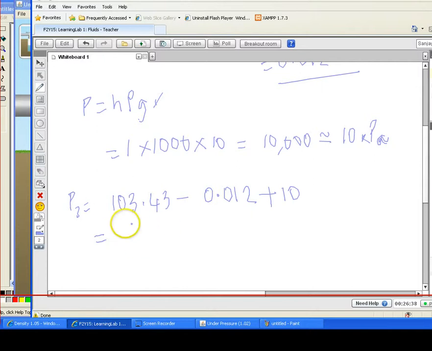How can it be, Alicia? 103.43 minus 0.012 plus 10, right? That has to be 113 point something, isn't it? What should you get? Anyone? Okay, I get 113.418. Okay, this is what we should observe. Do we agree with this, that this is what we should observe?